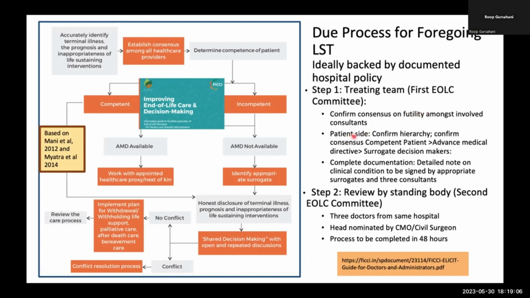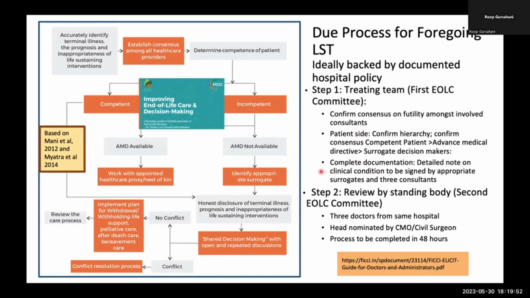Then, on the patient side, you confirm consensus, confirm their hierarchy. The hierarchy is if the patient is competent, that is first. The second is if there is a written advance medical directive, that's second. And the third is if these 2 are not possible, then surrogate decision makers take up. And you document this completely, put a detailed note, and it is signed out by the appropriate surrogates and these 3 consultants. This is to make sure that this is not a unilateral decision by any one doctor. I think it's a pretty important and essential requirement.